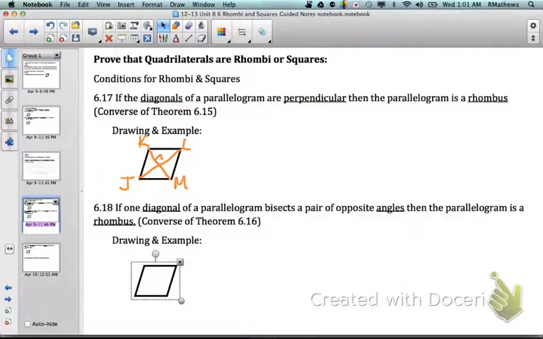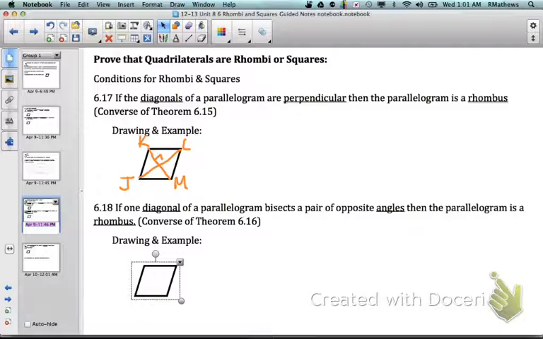Okay, now we're going to look at a couple of theorems that are basically the converses of the first two that we talked about, proving that quadrilaterals or rhombi are squares. So if we don't know it in advance, what are the things we can know to say it's for sure a rhombus or a square?